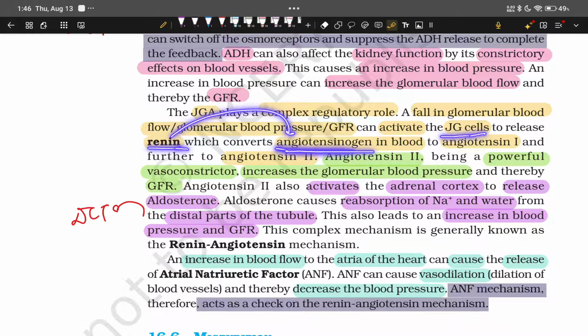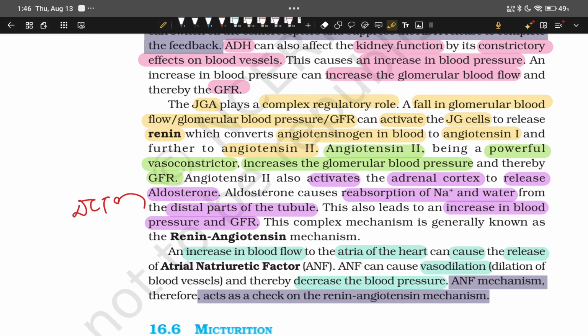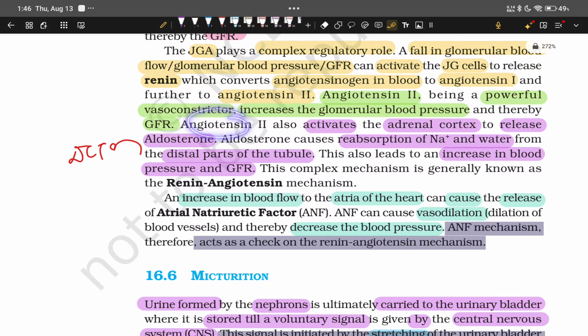It will convert angiotensinogen present in the blood to angiotensin 1, then further convert it into angiotensin 2, and then angiotensin 2, being a powerful vasoconstrictor, increases the glomerular blood pressure and thereby the glomerular filtration rate. So it basically has a constrictory effect on the blood vessels. It's a vasoconstrictor, angiotensin 2. Then angiotensin 2 also activates the adrenal cortex to release aldosterone.